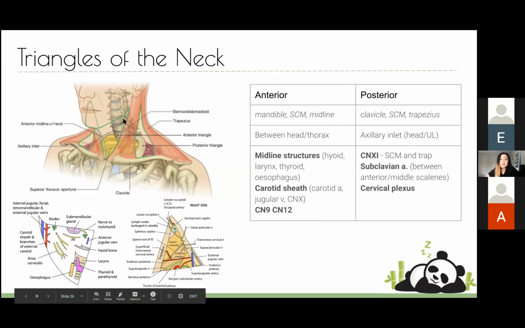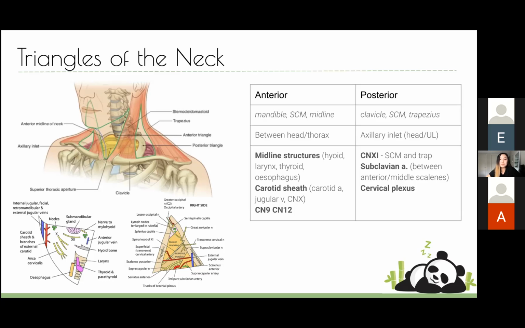These are your triangles of your neck. You have an anterior and posterior triangles. Not too important in my opinion. The anterior triangles hold your midline structures basically. You can probably kind of imagine things like your hyoid, your larynx, your thyroid, esophagus. And then posteriorly, you have things like your accessory nerve, subclavian artery, and cervical plexus.